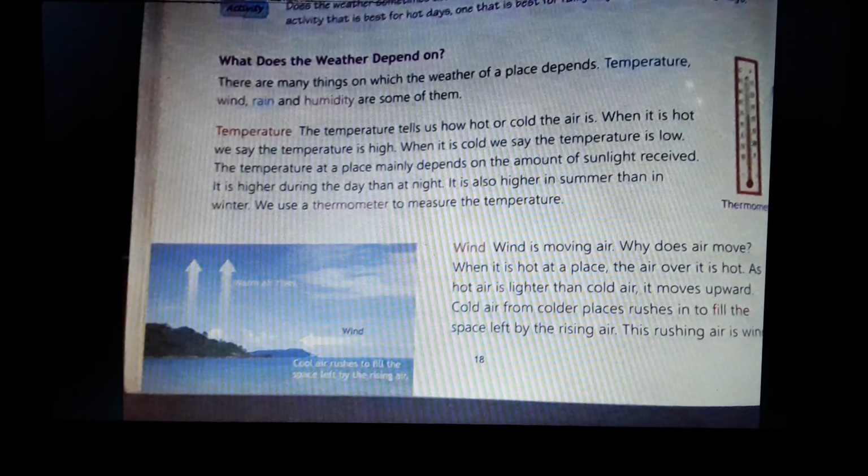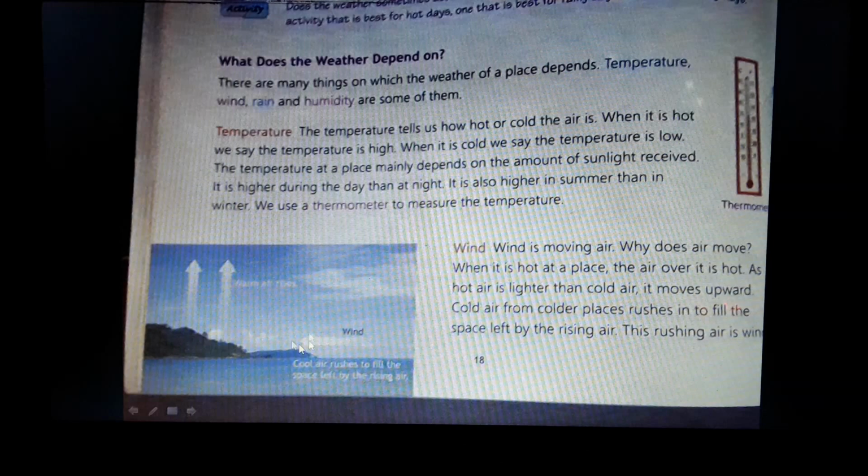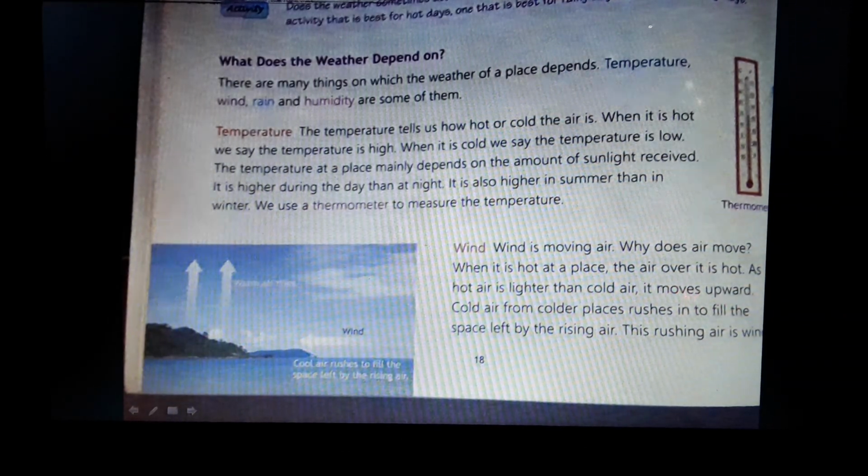Morning students. Last day we started a chapter. The name of the chapter was Weather and Climate, and we were studying about the different factors on which weather depends. So we have seen that there are 4 factors on which weather depends. What are they? They are temperature, wind, rain and humidity. So last day we had read about temperature and how it affects the weather.